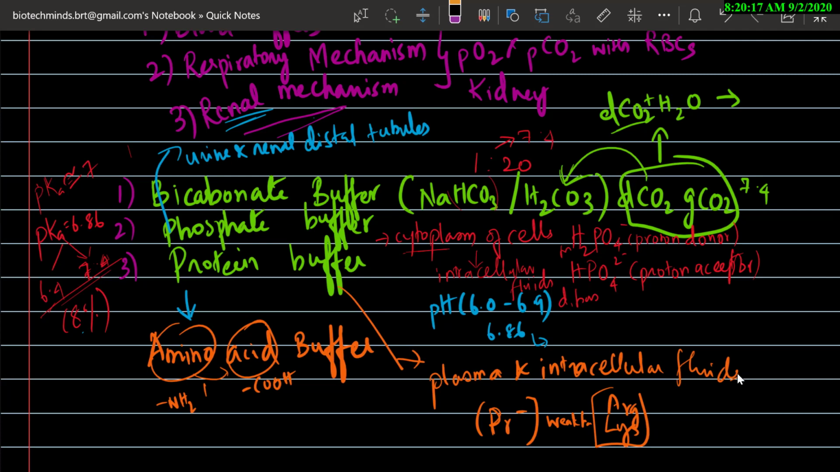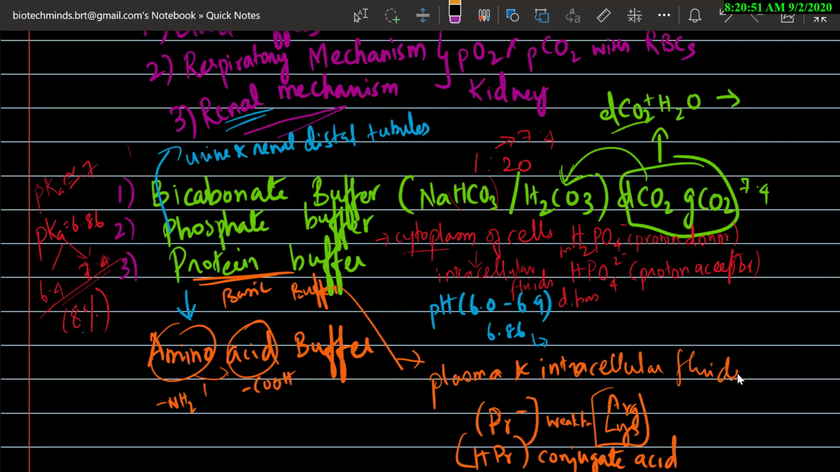This is a weak base, because the protein buffer is a basic buffer, which exists in the range above pH 7. That's why it is known as a basic buffer. Any buffer contains two components, right? A basic buffer should contain a weak base, which is this PR minus, and its conjugate acid is HPR plus, HPR.